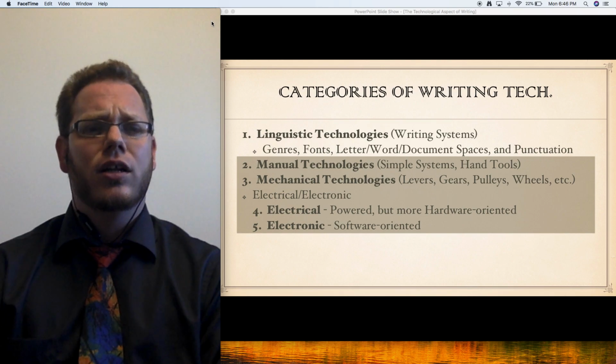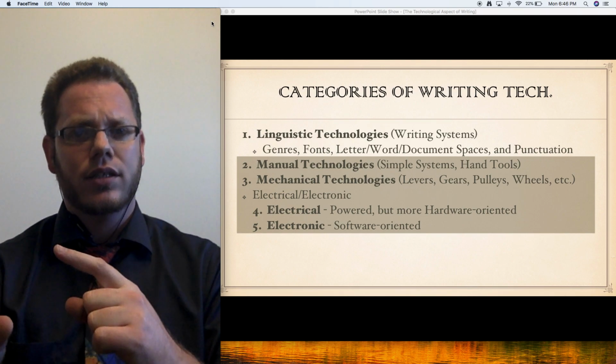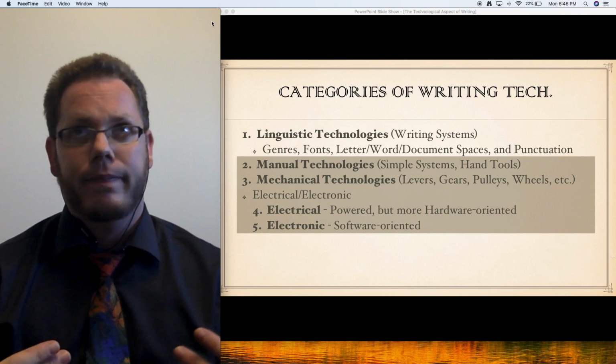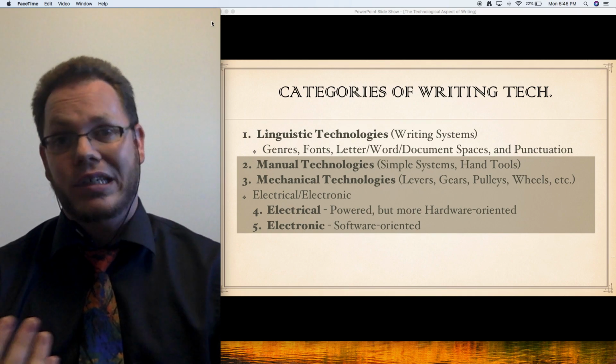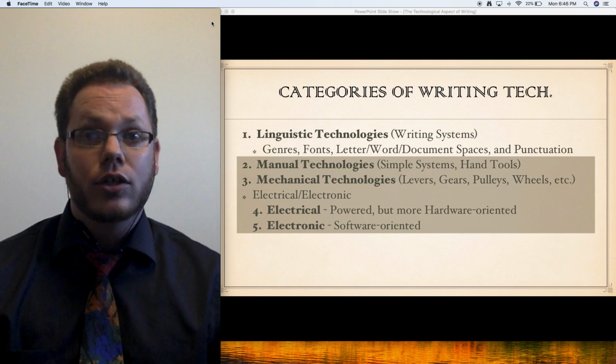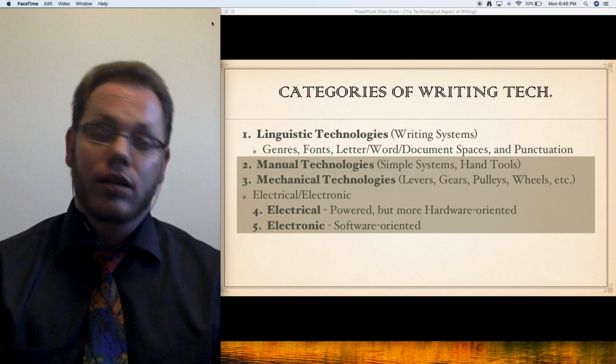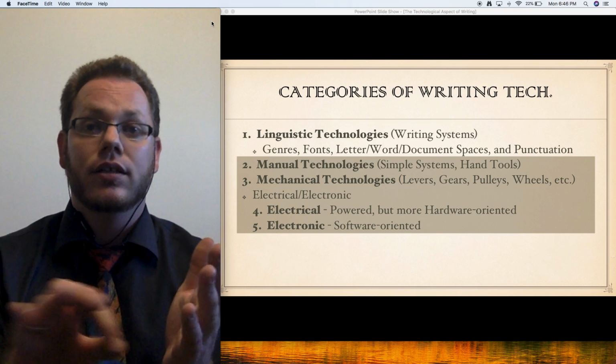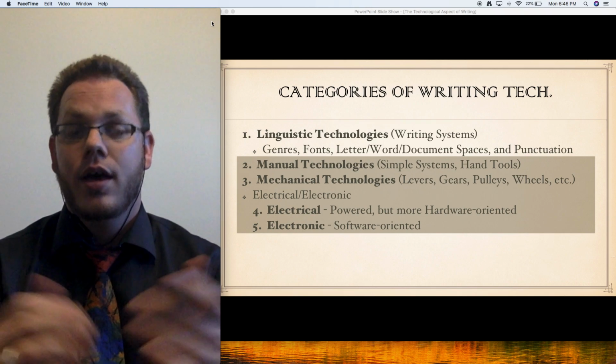So to kind of lay this out a little bit, let's use a non-writing technology, since I've given you a couple examples of those. You think of sewing machines. Manual technology for sewing is needle and thread. Simple system. I'm using my hand, and it's like so. What? A vest? I don't know.